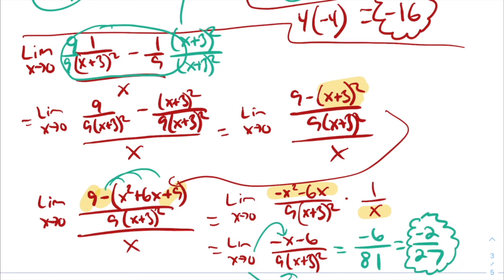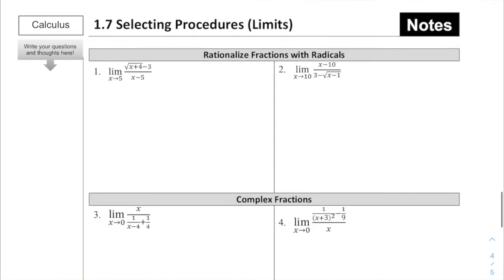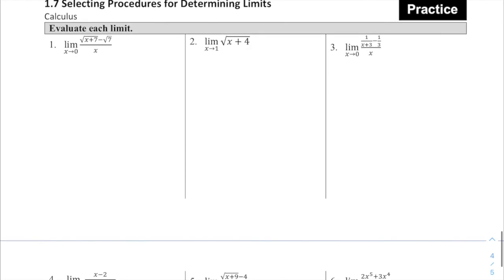We just went over two special techniques for algebraically finding the limit. One was rationalizing the denominator using the conjugate, and the other was working with these complex fractions. Try the practice problems that we've got that start here, and then check your answers. Good luck, and have a great rest of your day.